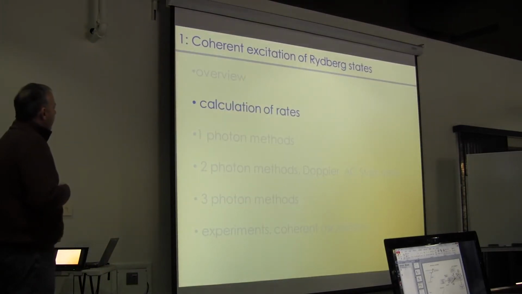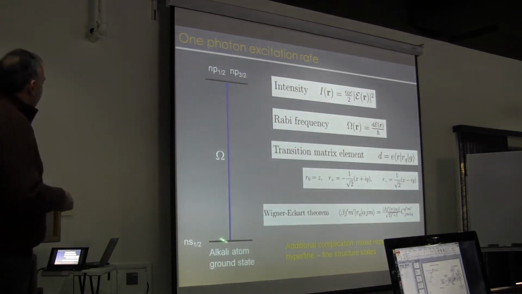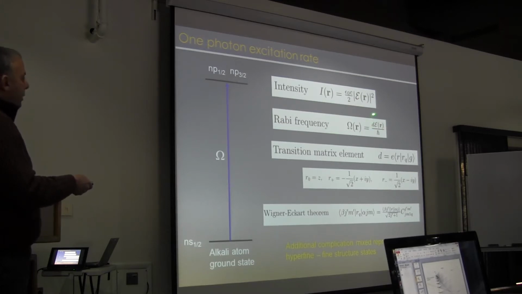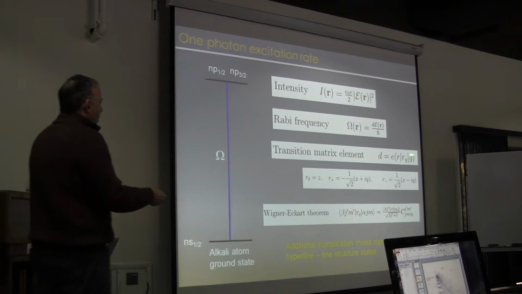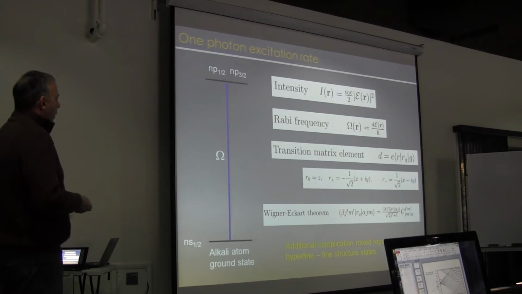How do we actually calculate these rates? Well, this is basic atomic physics. We start in the ground state, we're coupling to an excited state. We have a light beam, say a laser beam, with an intensity related to an electric field that defines a Rabi frequency by the product of the electric field and a transition matrix element. Depending on the polarization of my electric field, that transition matrix element in a spherical basis involves a component of the position operator of the electron. These are the 3 spherical components. And then I can use the Wigner-Eckhart theorem to reduce this matrix element to some angular factors times a reduced matrix element.